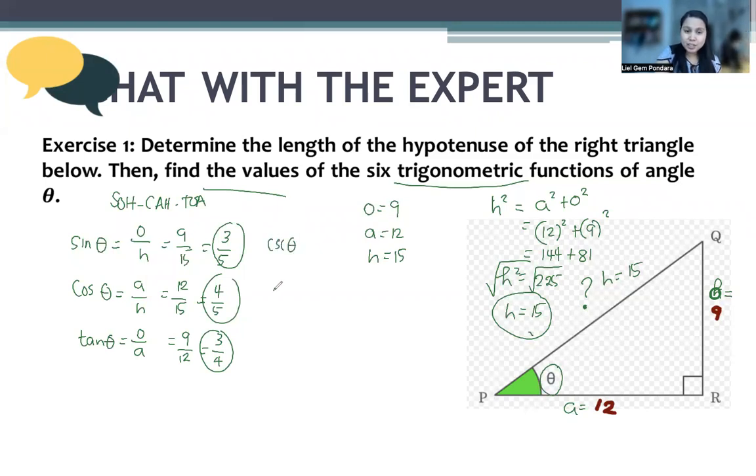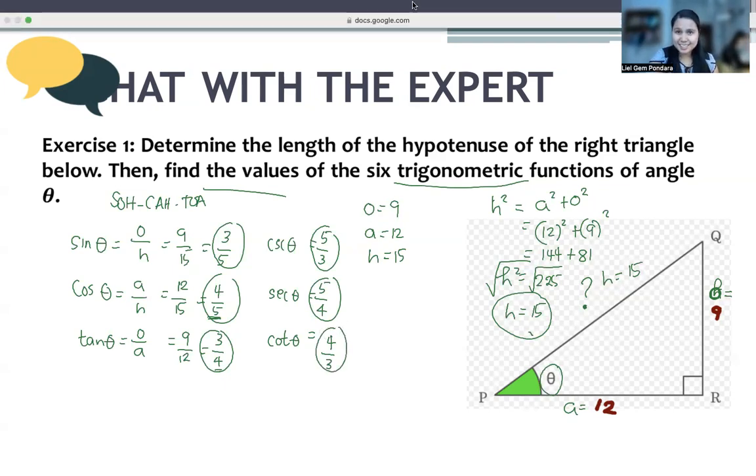The next one, cho, sha, cow. Cosecant, sha, secant, cow, cotangent. Why did I place it beside? Because I'll just switch them. Sine is 3/5. Cosecant is 5/3. Cosine is 4 over 5. Secant is 5 over 4. Tangent is 3/4. Cotangent is 4 over 3.